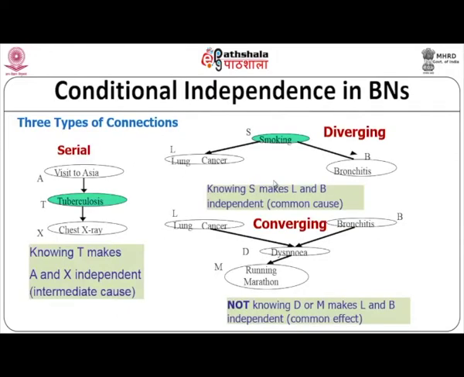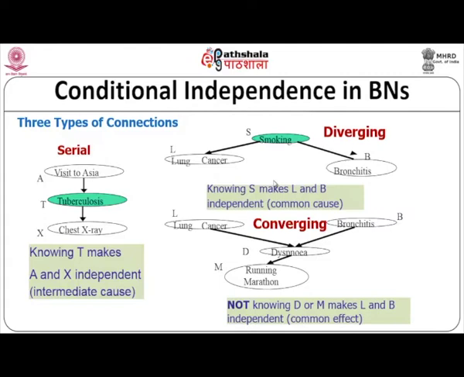Now, before we go further, let us look at some conditional independence in Bayesian networks. There are three types of connections that are possible in a Bayesian network. One is a serial connection. We have an example: visit to Asia, tuberculosis and chest x-ray. Knowing tuberculosis makes A and X, visit to Asia and chest x-ray, independent. This is called an intermediate cause.